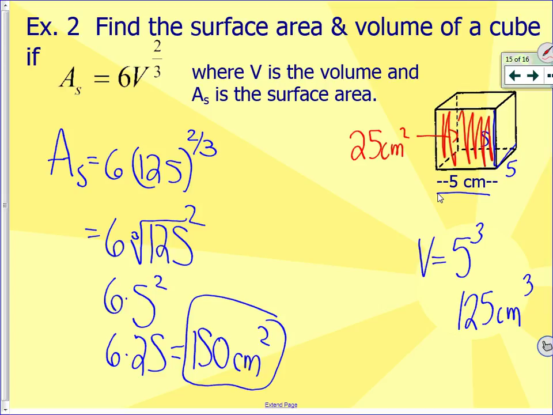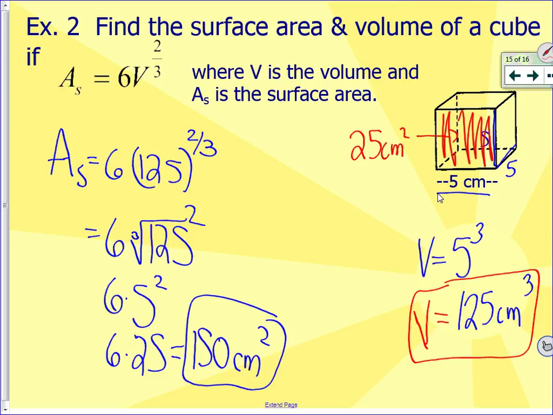Yes? I have a question. Instead of finding the volume, could you just find the area of one face and then multiply by 6? Yeah, but you were asked for both. So you could do them using the formula or without using the formula. It would be up to you.